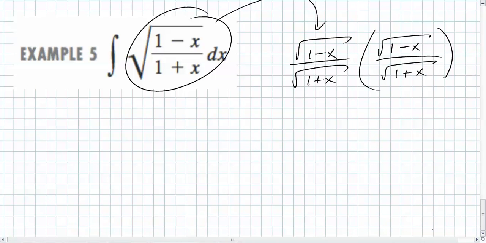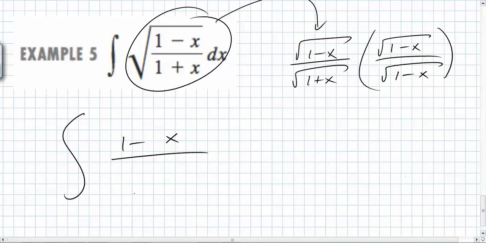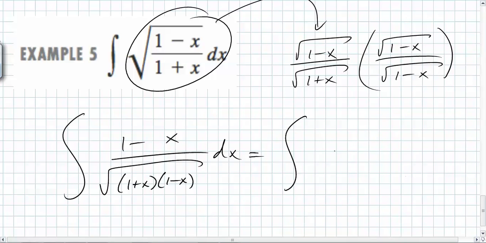So what does the numerator become if I do this? Oh, excuse me. I typed it wrong. Sorry. This is what I mean. So what does the numerator become? 1 minus x, right? The square root of a times the square root of a is a. What does the bottom become? Yeah, it becomes the square root of 1 plus x times 1 minus x. But what is that going to be?